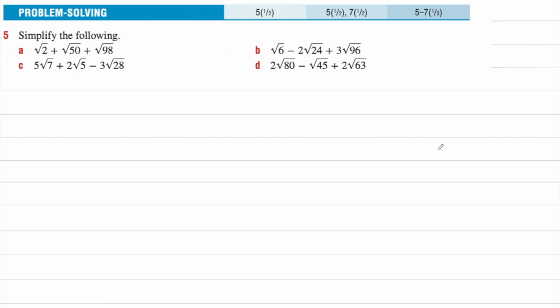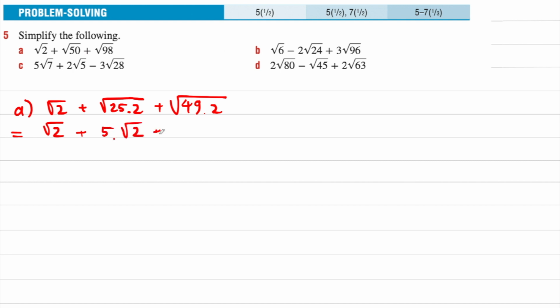Move to another question, and this expression has 3 terms. Question A. The first term is square root 2 and 50. 50 is 25 times 2, and 49 times 2 for the next term. Square root 2 plus 5 times square root 2 plus 7 times square root 2, and then you will have 13 times square root 2.